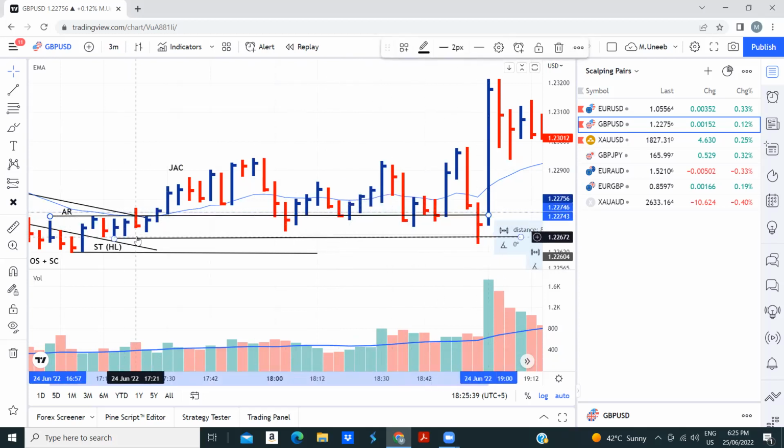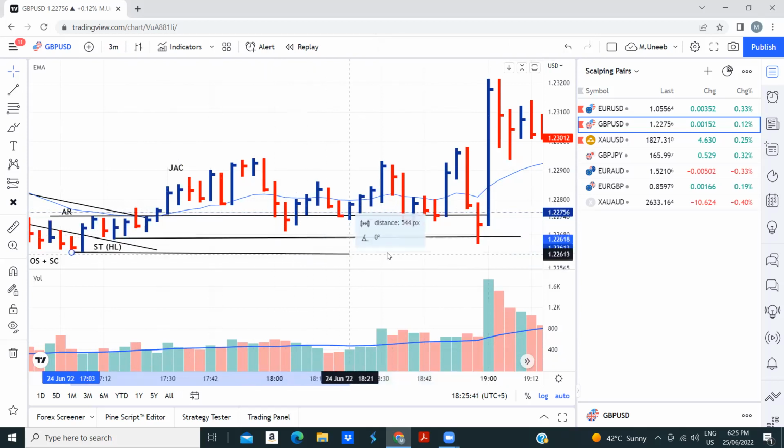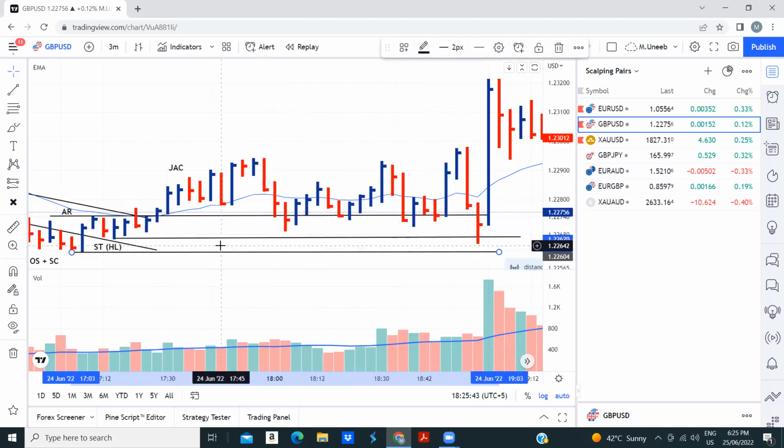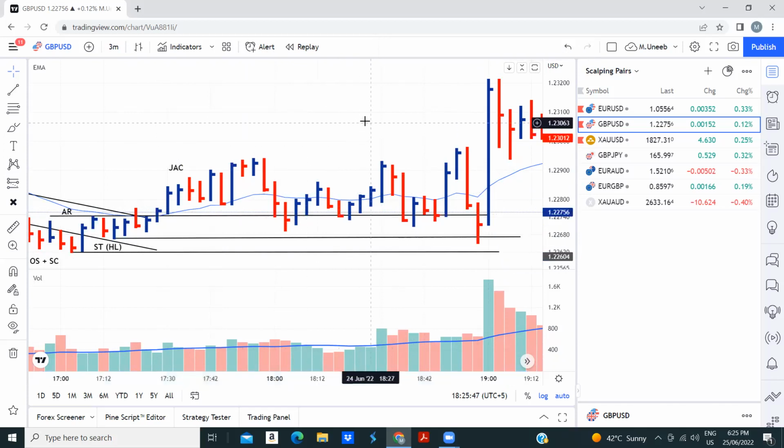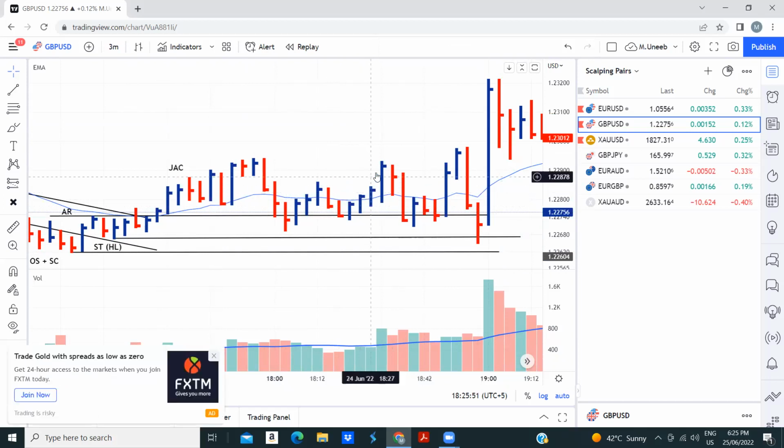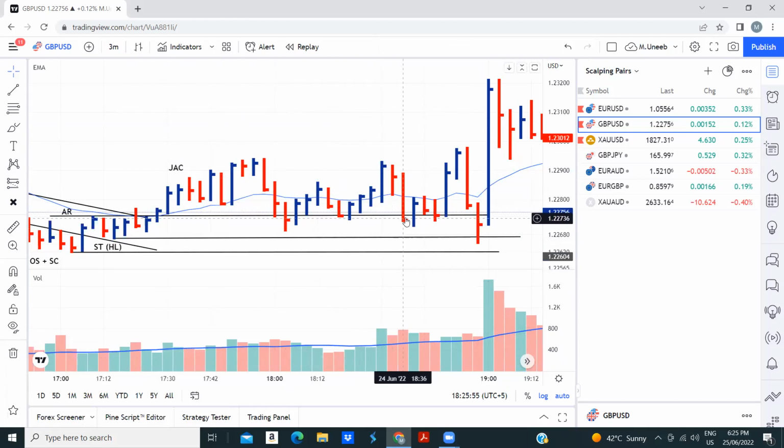The first reference point is this one. This first reference point, second reference point, third reference point. Got it? How about this one? Did you see anything here? Here? No. How about this one?